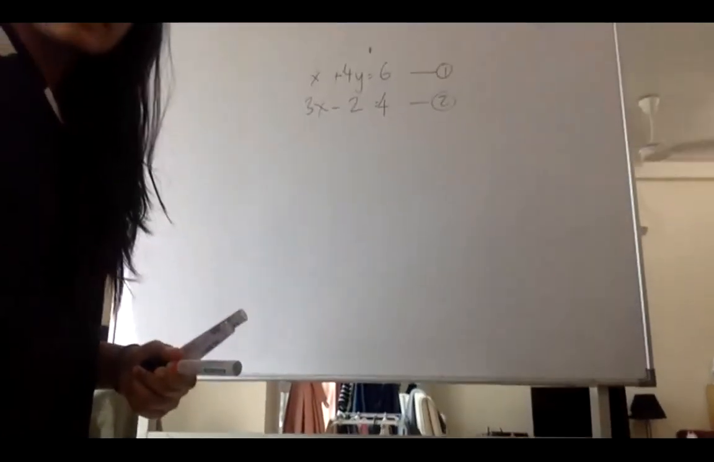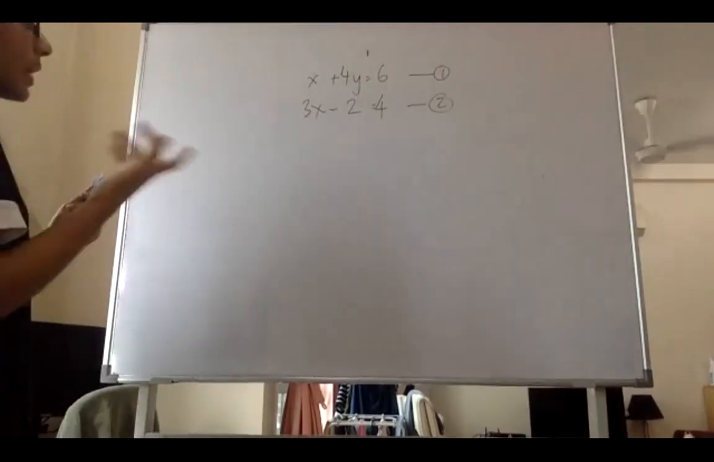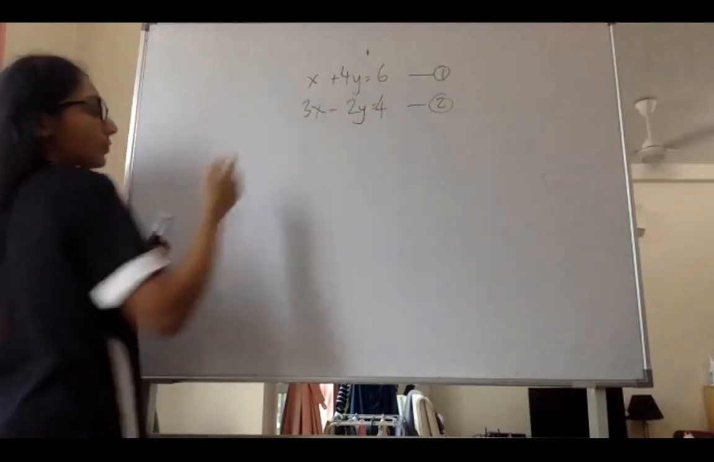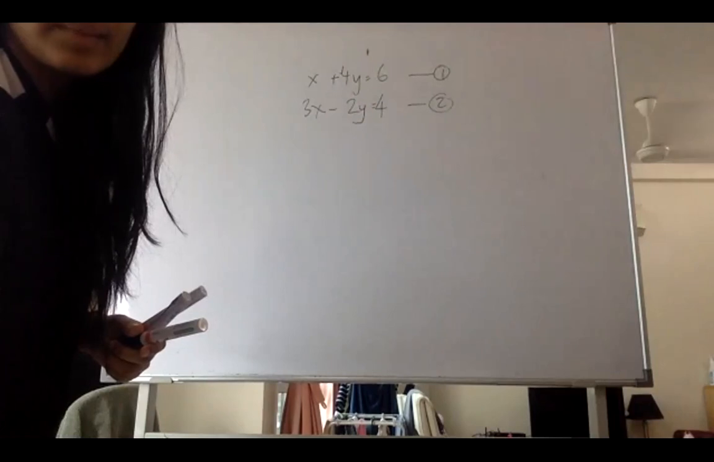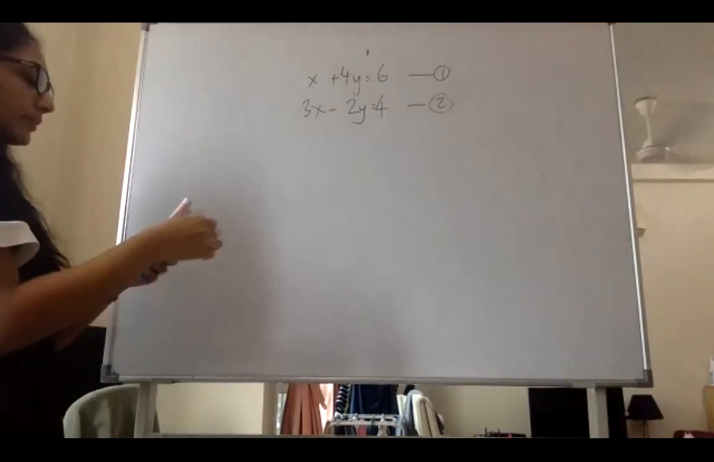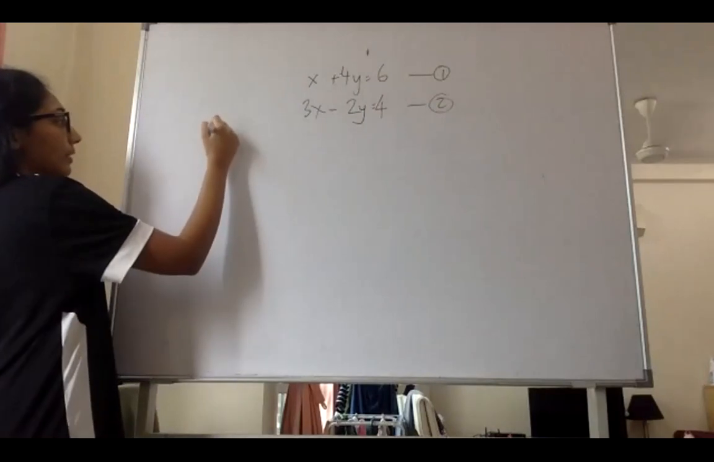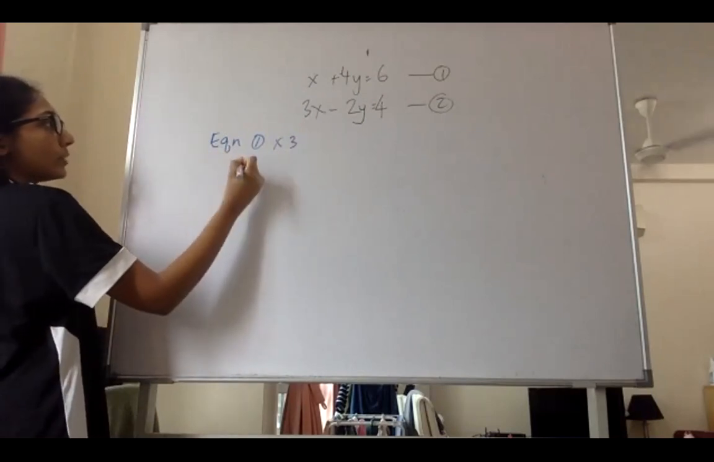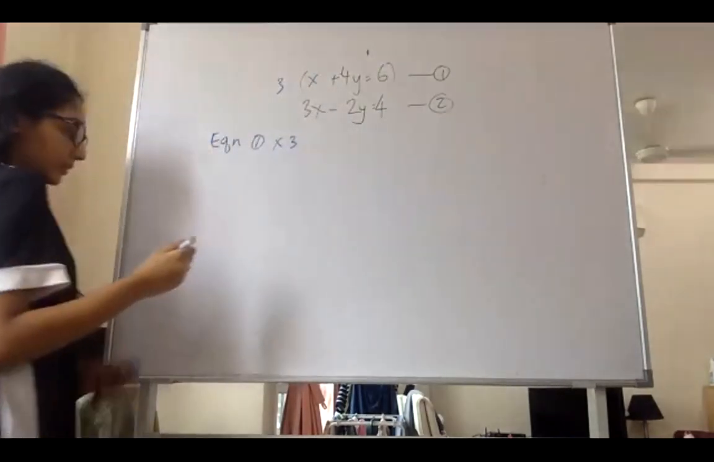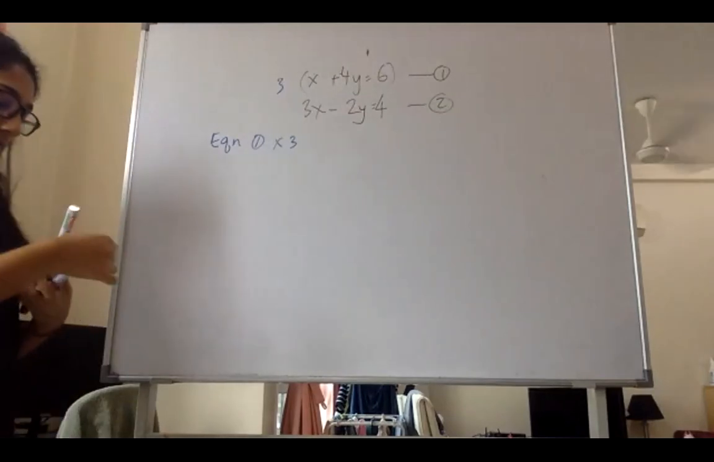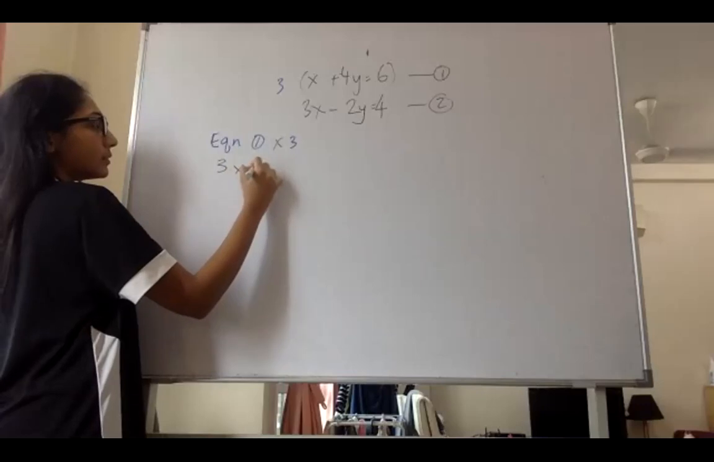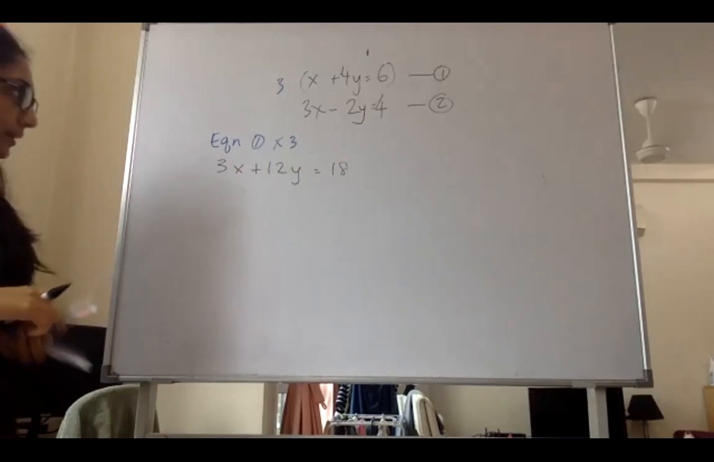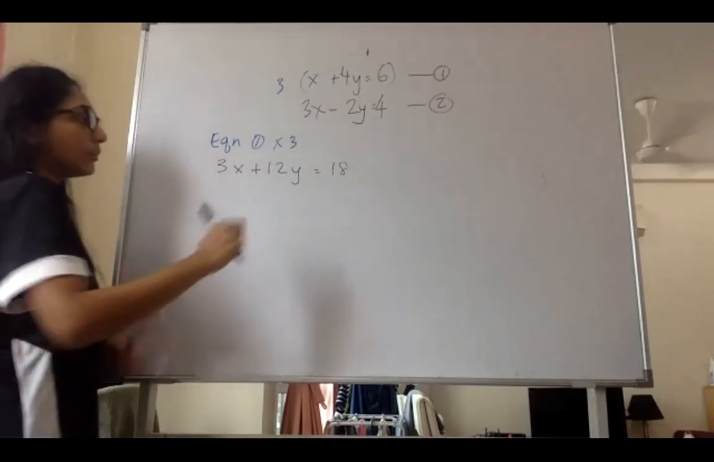So I have equation 1, equation 2. The example said you can multiply this by 2. But we can also multiply the first one by 3. So equation 1 times 3 will become 3x plus 12y equals 18. So this is now my new equation.